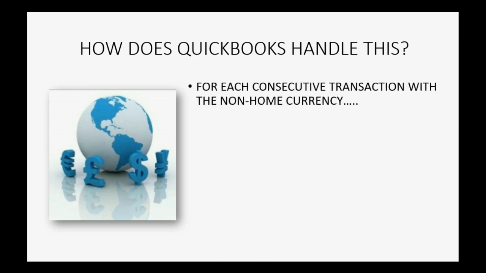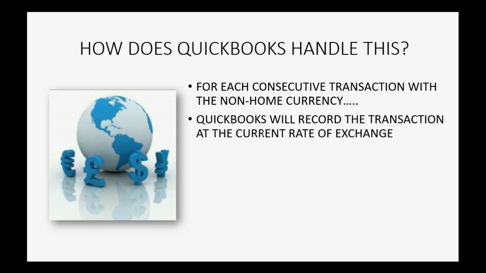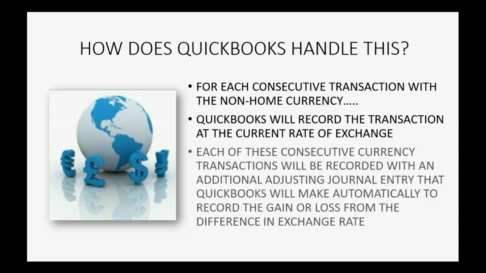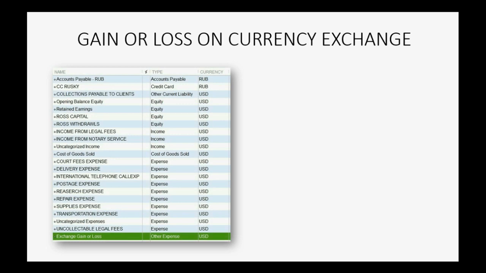Well, for each consecutive transaction with the non-home currency, QuickBooks will record the transaction in dollars at the rate of exchange at the moment the transaction happened. Each of these consecutive currency transactions will be recorded with an additional adjusting journal entry that QuickBooks will make automatically to record the gain or loss from the difference in the exchange rate between the prior transaction and the current transaction. Gain or loss on currency exchange is an account in the chart of accounts that QuickBooks will create at the moment that you activate the multi-currency feature in QuickBooks.